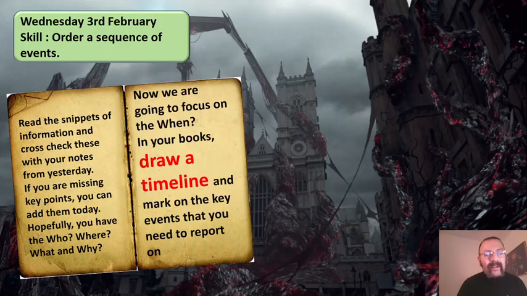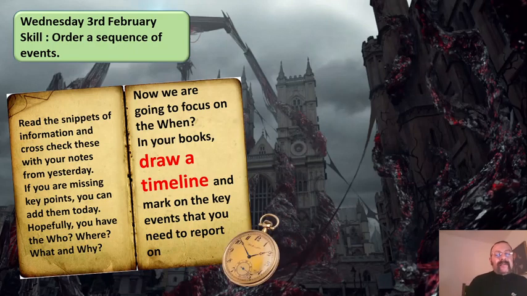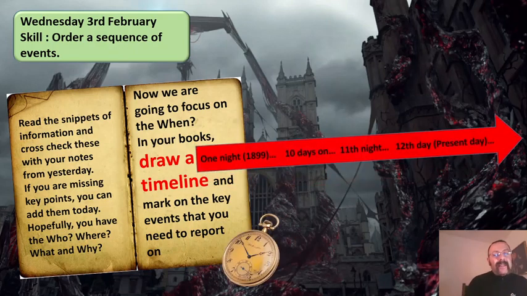So we're going to focus on the when today. So your mission is to draw a timeline, okay, something like that, an arrow in your book, and I would definitely turn my book landscape or work on a piece of paper that is landscape, so you've got a longer arrow to work from. Okay, and then you're going to mark on the key events that you need to report on.